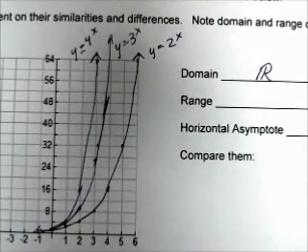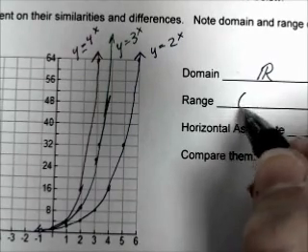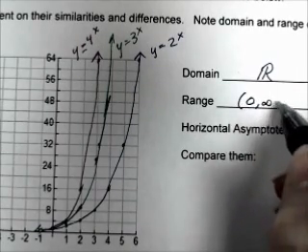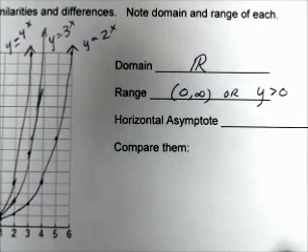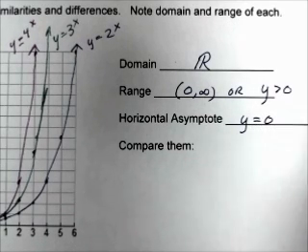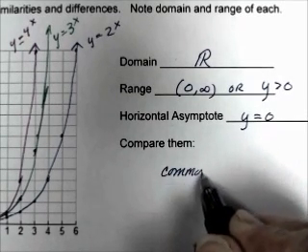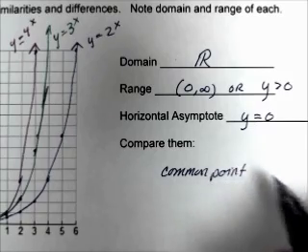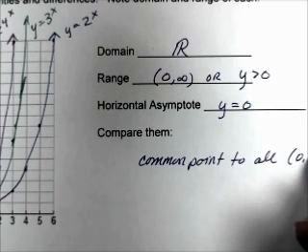Our range, our values for y are all greater than 0. So parentheses 0, comma, infinity, or you can write it as y is greater than 0. Horizontal asymptote, that's y equals 0, right, our x-axis. Compare them, they all have a common point. Common point to all is 0, 1.